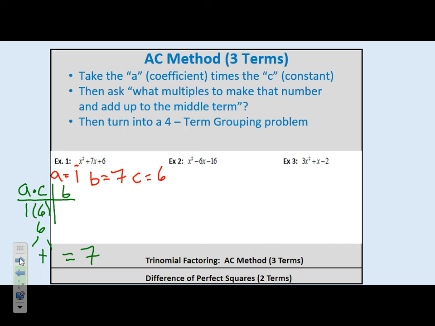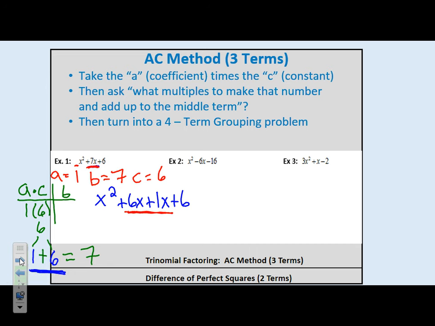So if I think of factors of 6, like 1 times 6, 2 times 3, okay, those are my factors of 6. Well, if I take 1 times 6, I get 6, and if I take 1 plus 6, I get 7. So once I'm there, I'm going to rewrite my problem. I'm replacing my 7x with my 1 and my 6. So I'm going to get x squared plus 6x plus 1x plus 6. So the only thing that's changing, you guys, is I'm changing my 7x into 6x plus 1x, which is the same as 7x, so I can do that.